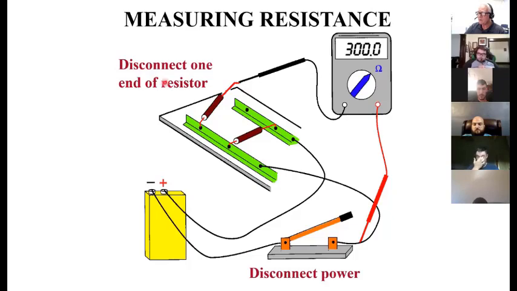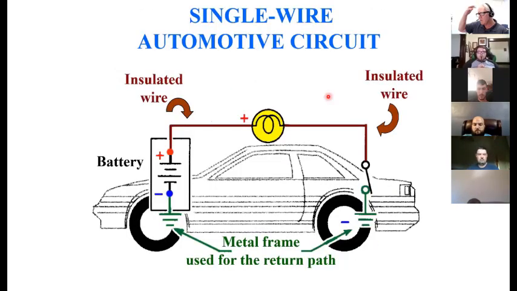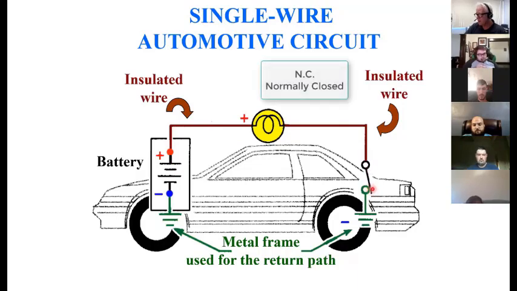So disconnect one end of the resistor, disconnect the power. Single wire automotive circuit. Okay, I got my battery for my car, an insulated wire. Here's my light. Here's my switch. This switch is normally closed. So when I close the door, that opens the switch and the light goes out. And now when I open the door, the switch will close, the light will come on.